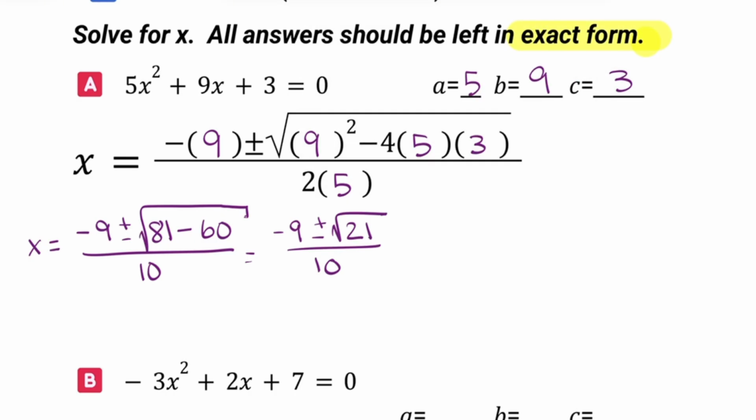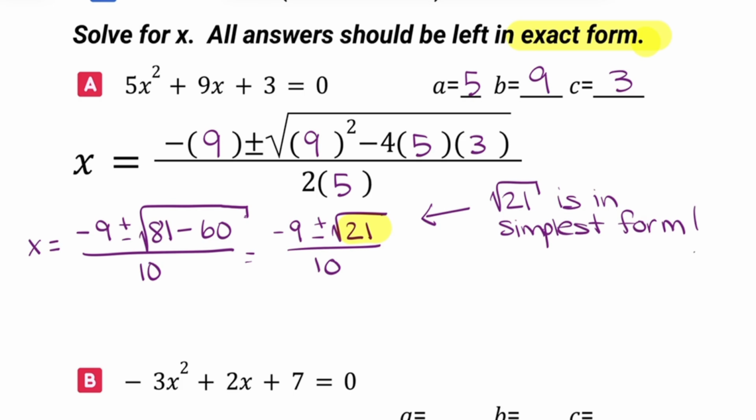answer in exact form, and the square root of 21 cannot be simplified. The square root of 21 is in simplest form. 3 and 7 are the factors, and they are not perfect squares. So we get to leave the answer. This is our answer right here. It's ugly, but it's accurate.